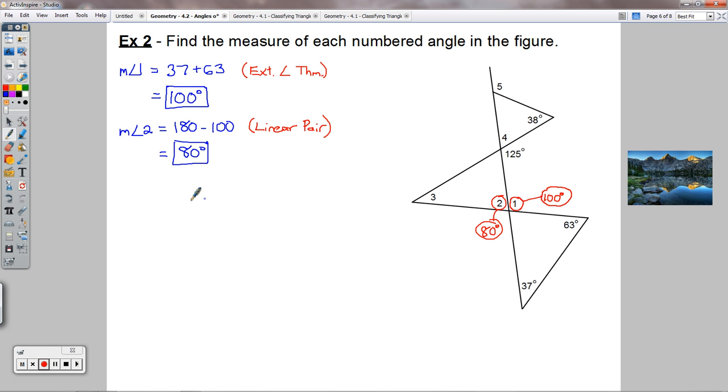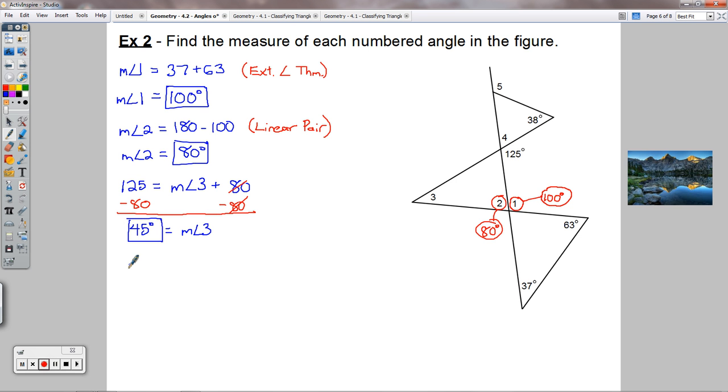So I could set up an equation like this. At 125 degrees, the exterior angle equals the measure of angle 3, the one I'm looking for, plus the one I just figured out, 2, which was 80. And then I can do basic algebra, solve for the measure of angle 3. Get that by itself. You can subtract 80 from both sides. This is going to end up being 45 degrees for the measure of angle 3. So this one was the measure of angle 2. This one was the measure of angle 1.